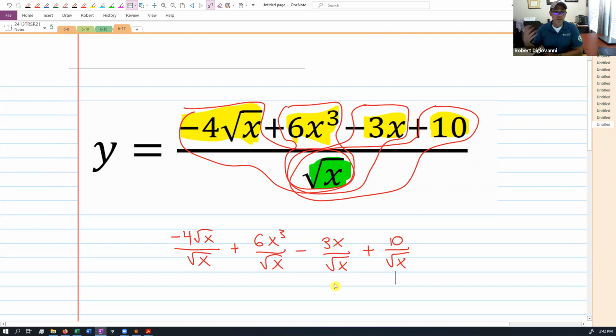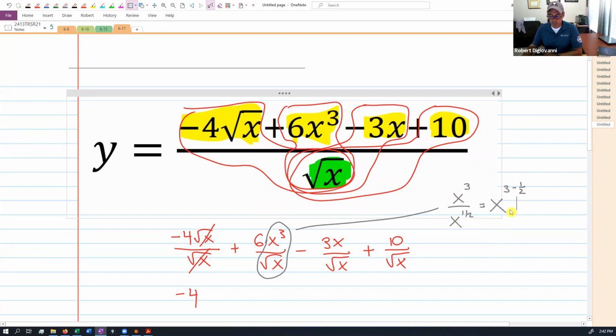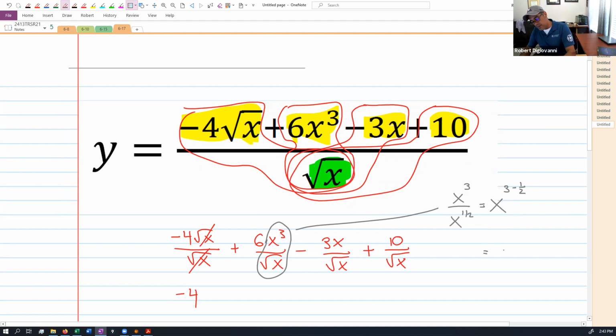Now what you want to do is rewrite this where you have x to a power. So on the first one, these root x's go away, so you just have -4. That's easy. The second one is the one I want to show you. This right here, you have to simplify this before you can take the derivative. So that becomes x cubed over x to the half, which is x to the 3 minus a half. This is just properties of exponents. I'm not taking a derivative here, just using properties of exponents. And that becomes x to the 5 halves.